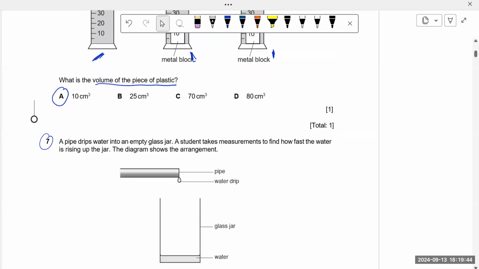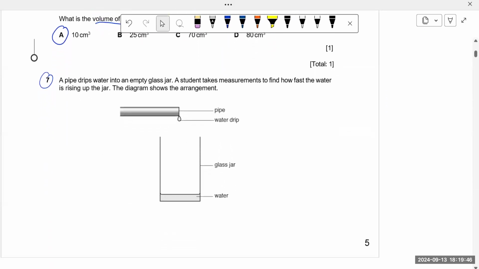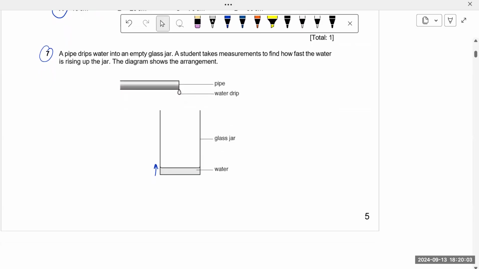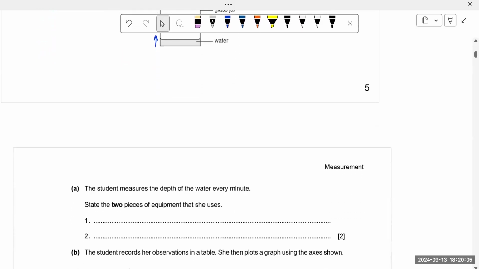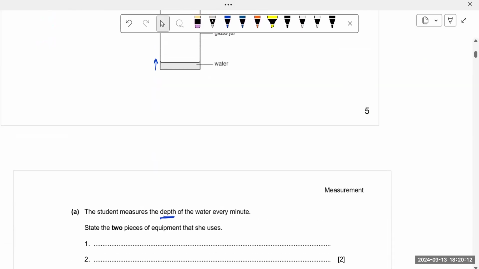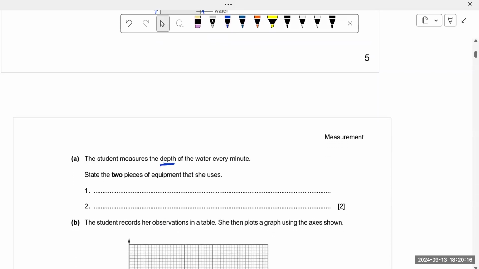Okay, now number 7. A pipe drips water into an empty glass jar. A student takes measurements to find out how fast the water is rising up the jar. The diagram shows the arrangement. هو عايز يعرف الرate with which the water rises, how fast it's rising. Okay. The student measures the depth of the water every minute. The depth يعني depth. how deep it is. So basically this length or this height, okay?